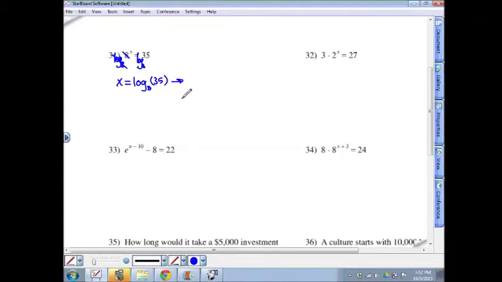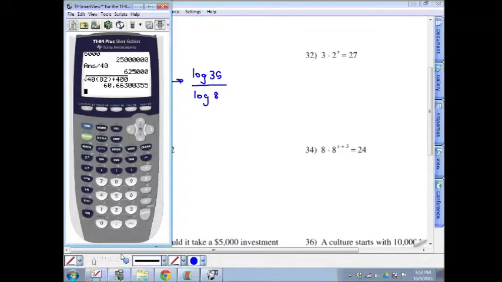Now with the calculator, you'd have to plug this in to get the decimal of this. So what you would plug into your calculator is, using the change of base formula, log 35 divided by log 8. So we get 1.71 approximately.